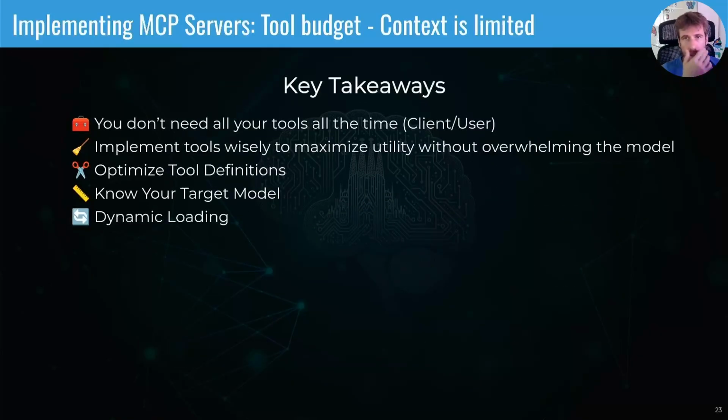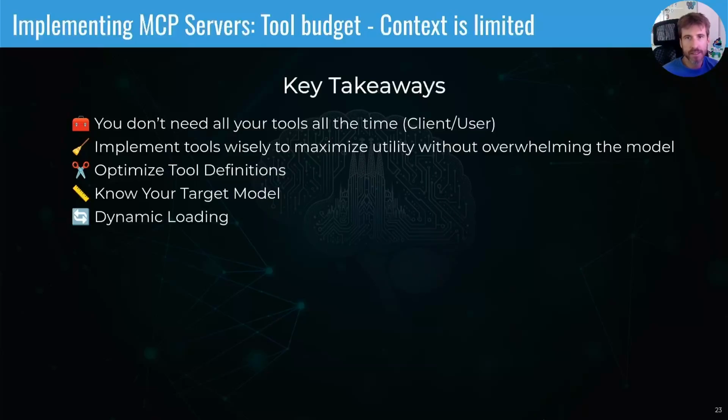So these are mostly the takeaways about the tool budget. Probably one of the important things is that we should educate users. Users don't need all the tools all the time. So in your AI assistant, in Claude Desktop, or in your IDE, GitHub Copilot, or even Cursor, you can select and deselect the tools that you want to send to the LLM for a given prompt. So maybe we should start doing this, right?